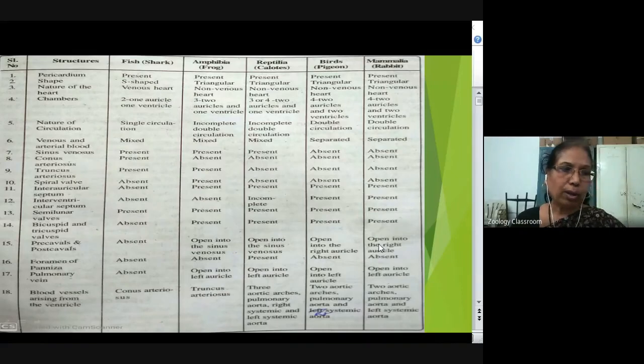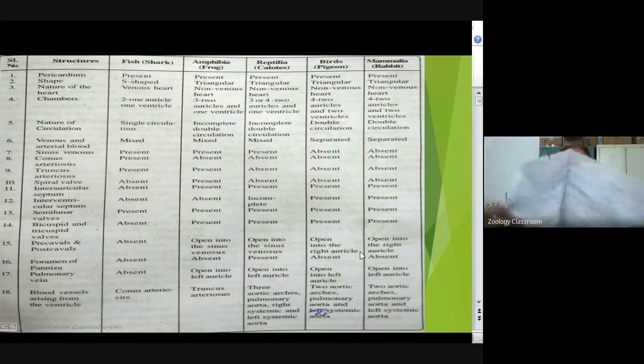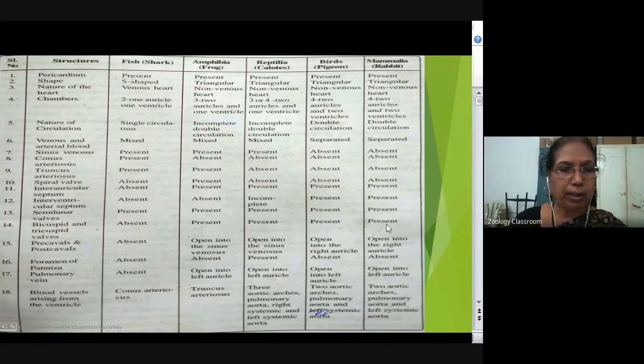Another character is where the heart is located. The heart is located in fish mid-ventrally, beneath the pharynx region, inside the pericardial cavity. In amphibia, the heart is located in the thoracic cavity. In reptile, it is also the thoracic cavity. In birds, it is the thoracic cavity, and in mammal, it is also the thoracic cavity.